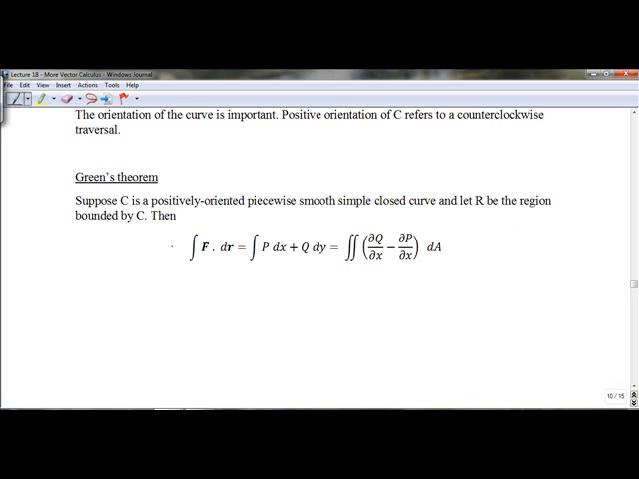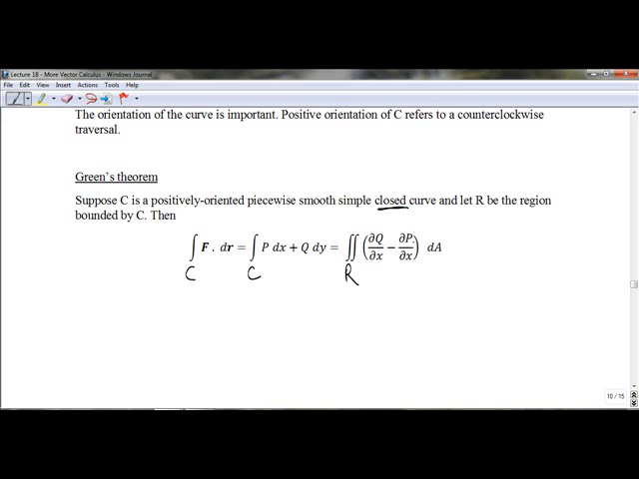Then the line integral over C. I'm going to underline closed because it has to be closed. Do not use Green's theorem if the curve is not closed. It will not work. It doesn't hold. So the line integral over C of this vector field, which you need to write like that, is equal to the double integral over R of the difference between these two partials. Done.